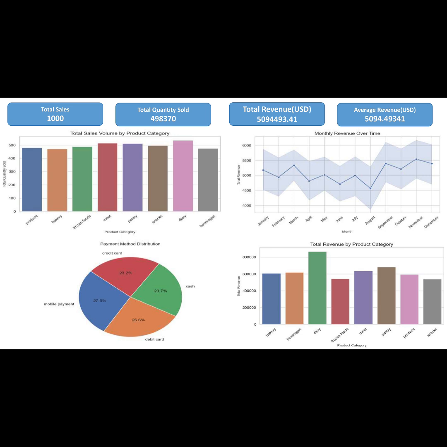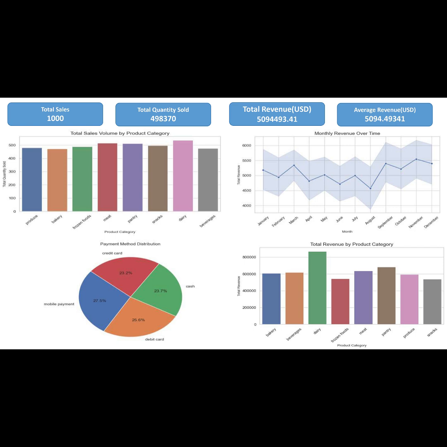Now, what actionable insights can we draw from this analysis? Marketing and promotion. Marketing effort and promotion should be focused more on the months with lower revenue, June and August, to boost sales in these months. Product strategy. Invest in and promote high-performing categories like dairy and pantry. Consider strategies to improve sales for lower-performing categories like bakery and beverages.